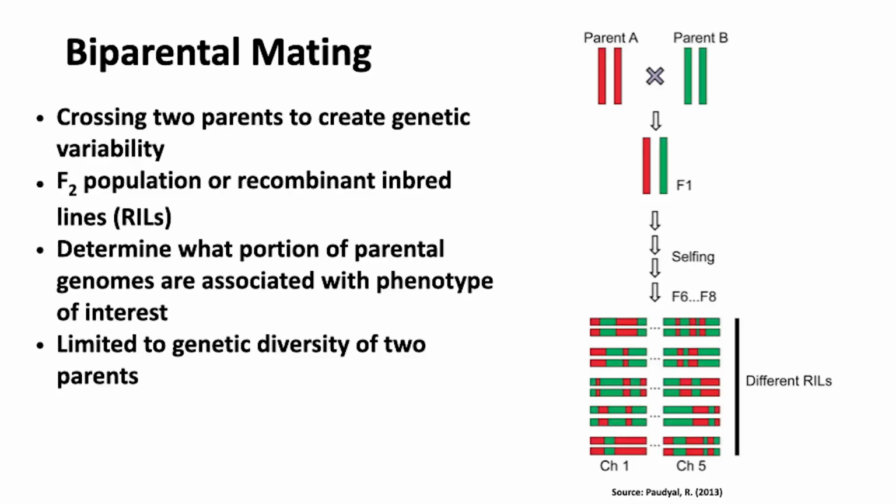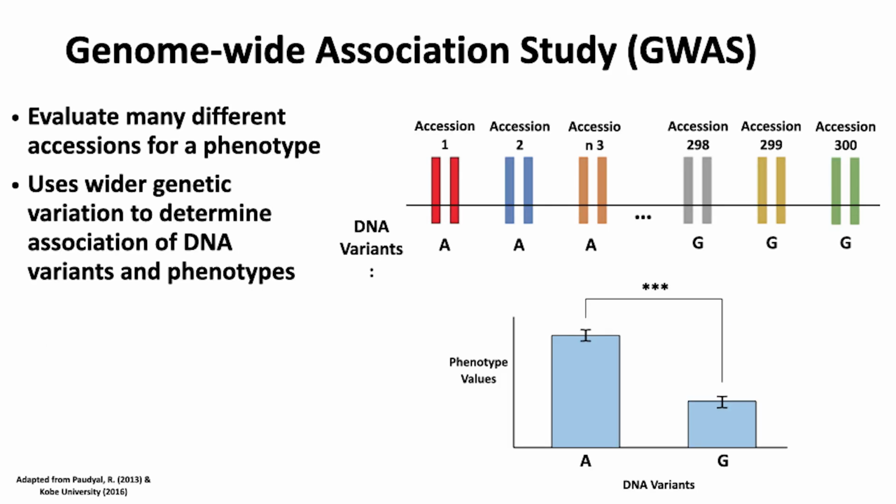Now, getting back to ways that we can identify resistance genes, one of which I said was a biparental mating. But that only captures variation in the two parents. Another way to do it is what's called a genome-wide association study.